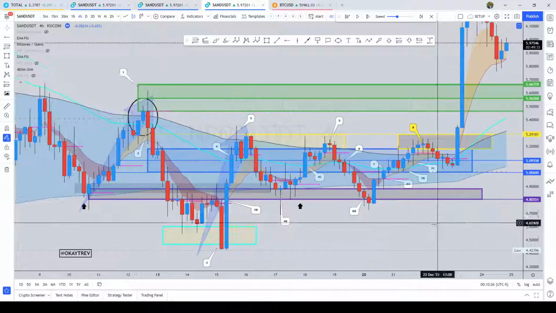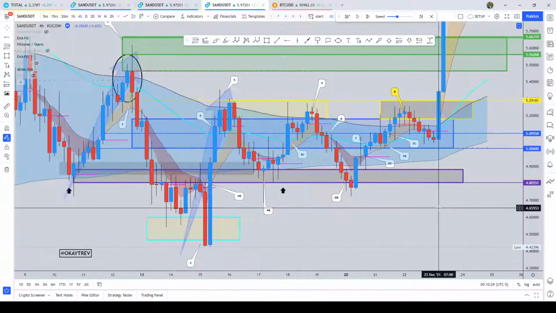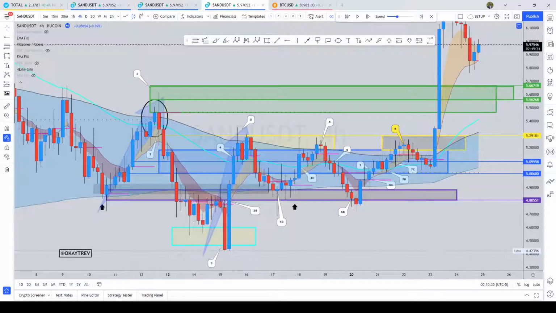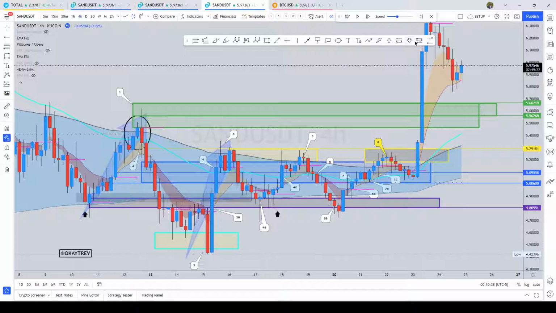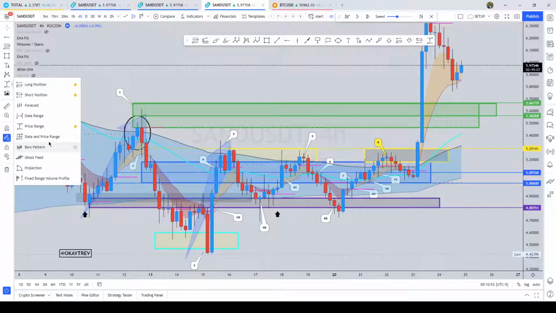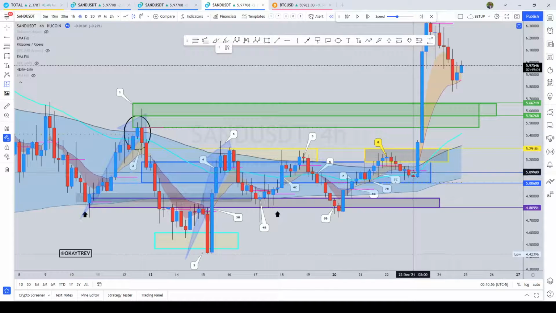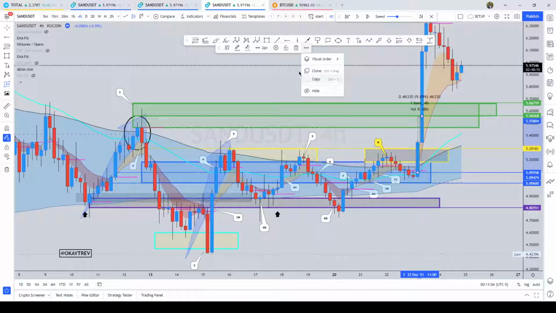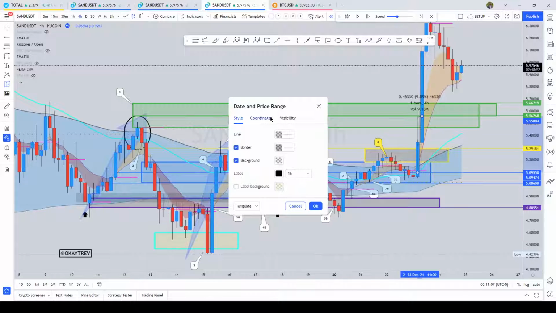So I just kind of want to save this real quick. I actually want to start doing a date price and range so I can calculate how long it takes for price to move to certain price points, because they do matter. They do matter for sure. Everything matters.